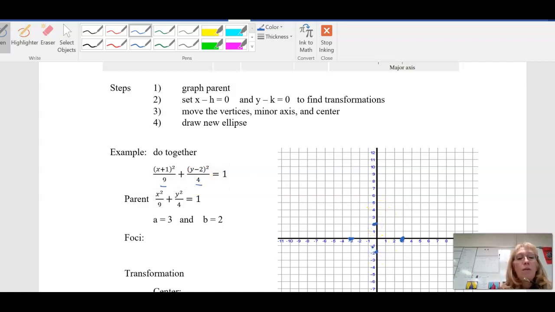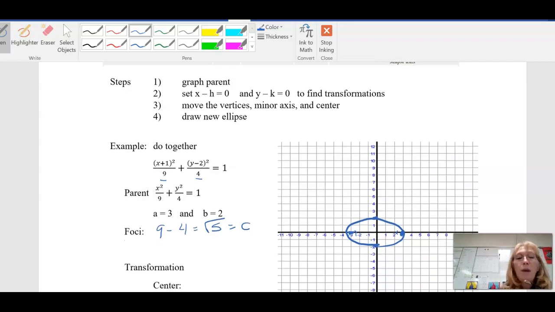All right. Our foci we know is going to be 9 minus 4, which equals 5. And then the square root of 5 equals your c. So there's your foci, and then we graph in our ellipse.